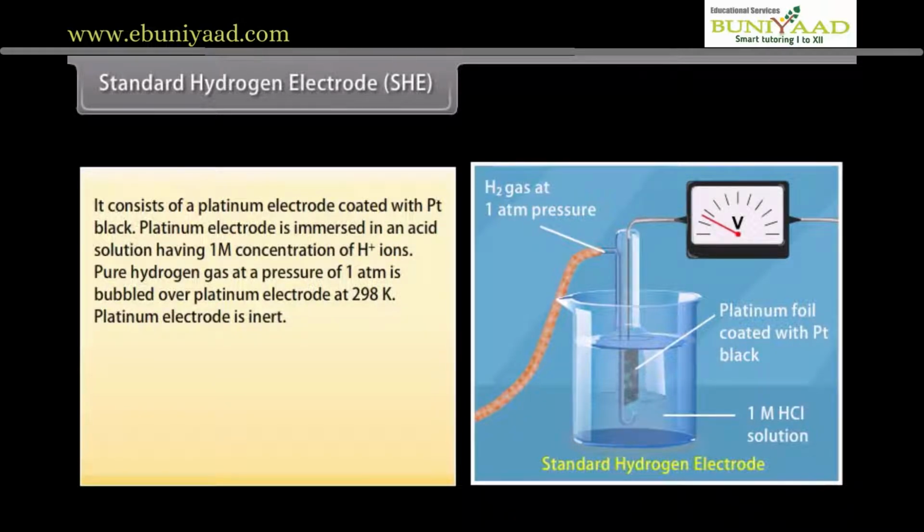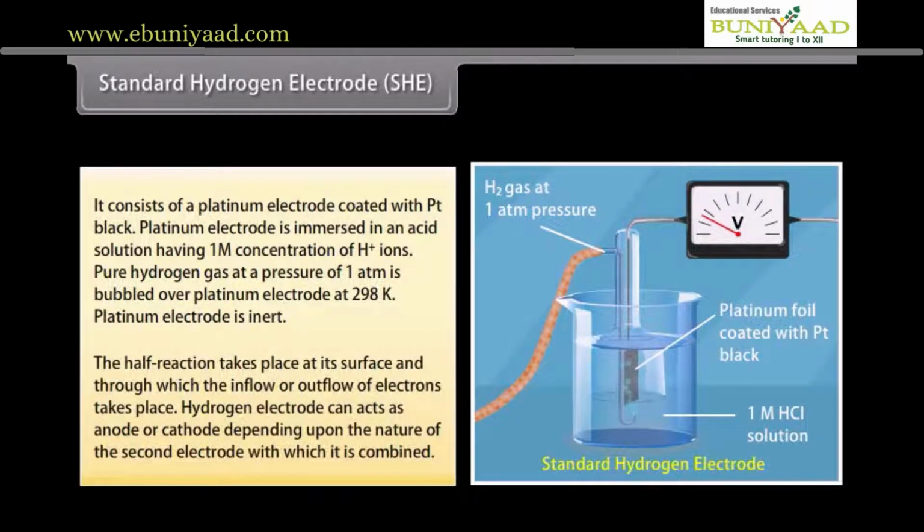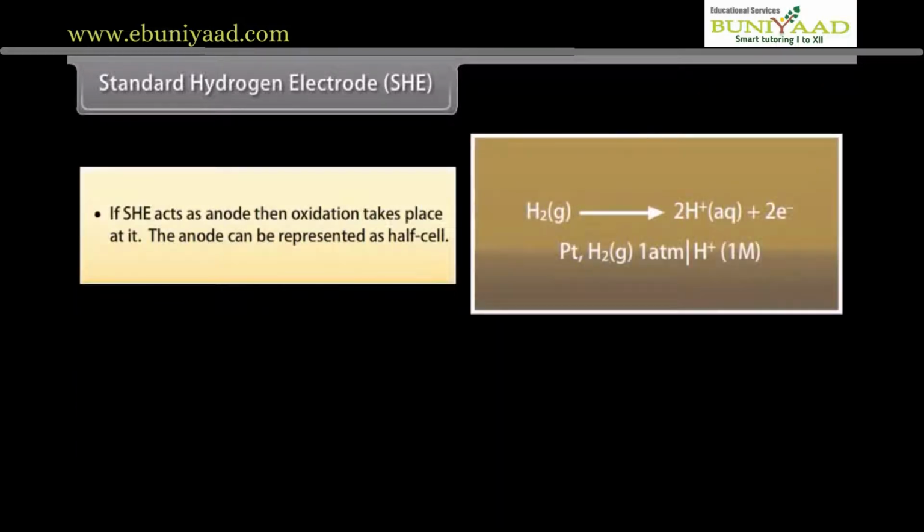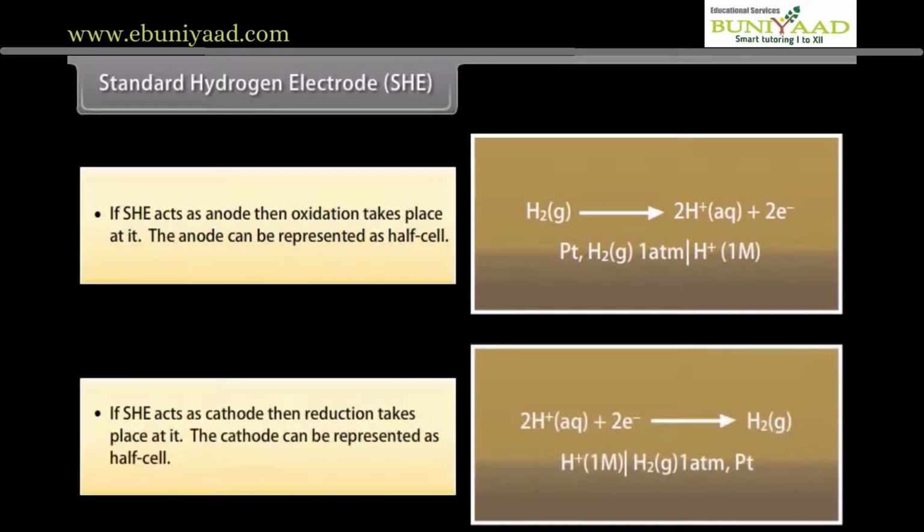The platinum electrode is inert. The half reaction takes place at its surface, and through it the inflow or outflow of electrons takes place. The hydrogen electrode can act as anode or cathode depending upon the nature of the second electrode with which it is combined. If SHE acts as anode, then oxidation takes place at it. The anode can be represented as a half cell. If SHE acts as cathode, then reduction takes place at it. The cathode can be represented as a half cell. The electrode potential of the standard hydrogen electrode is taken as 0.